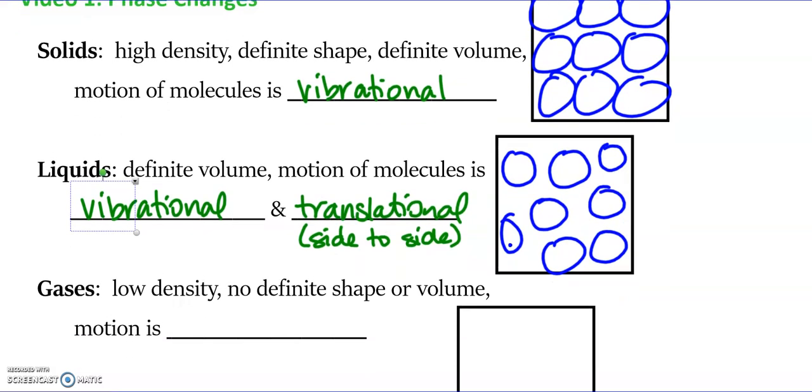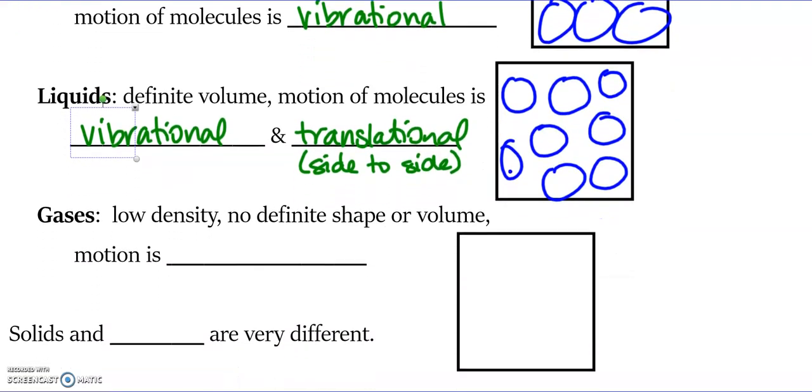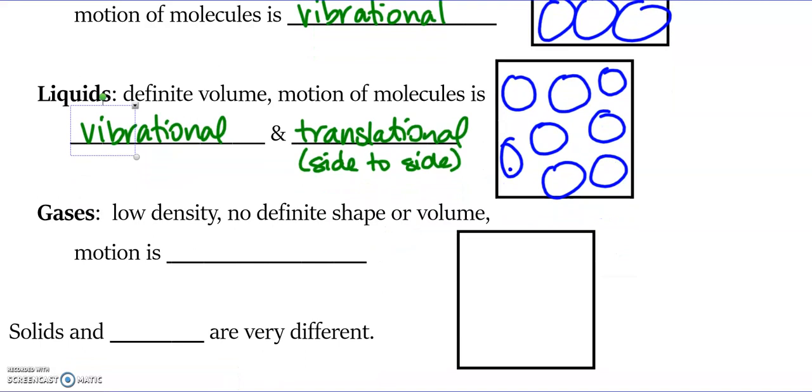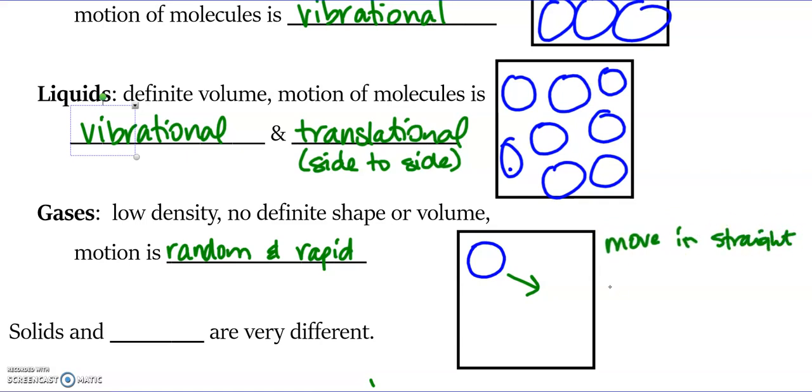All right, so gases are the most different. Gases have very low density because the molecules are so spread out. They don't have definite shape or volume. They take the shape and volume of their container. So like if this were a cross-section of a gas, you actually might not see a single atom or molecule because they are so spread out. So I'm just going to draw one here. And their motion is random and rapid. And the way they move is they move in straight lines until they hit something.